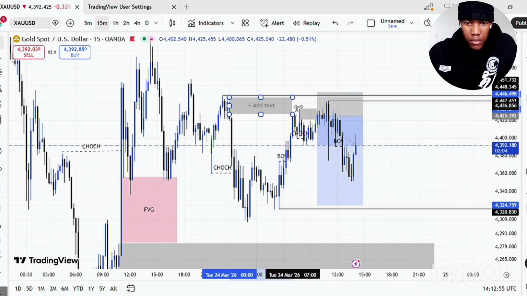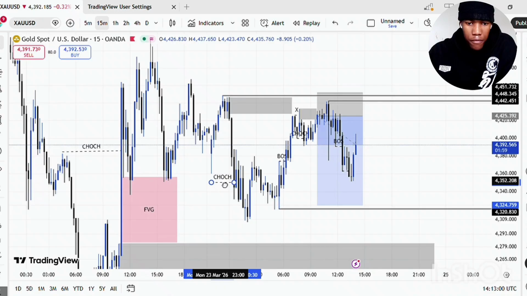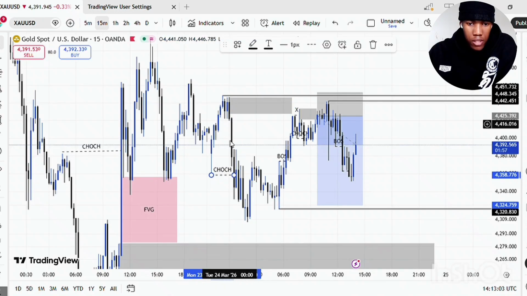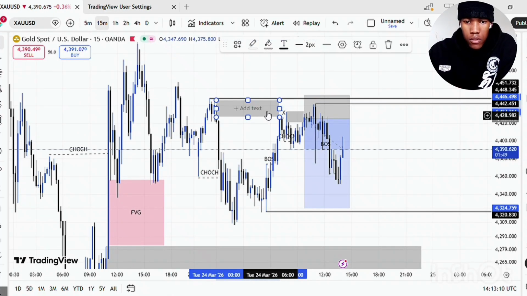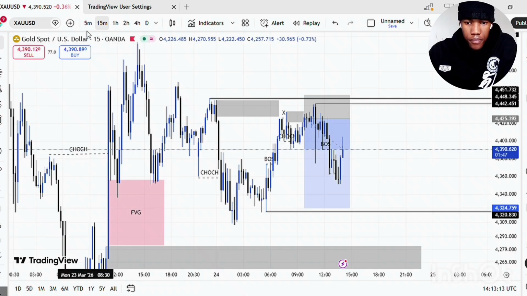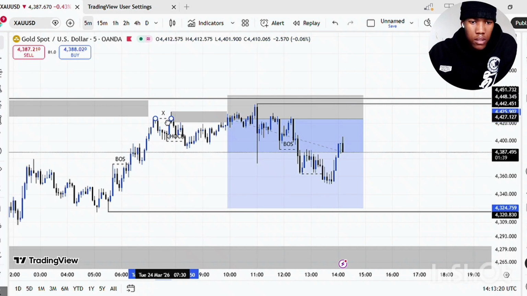I marked this order block right here, followed by this change of character. There's a huge fair value gap, so the market kept reacting to it. So when the market reached my 15-minute order block, I dropped down to the 5-minute time frame to wait for this liquidity sweep. And after the liquidity sweep, we had a market shift, which is a change of character. After the change of character, I marked the last order block that gave us the push to the downside.